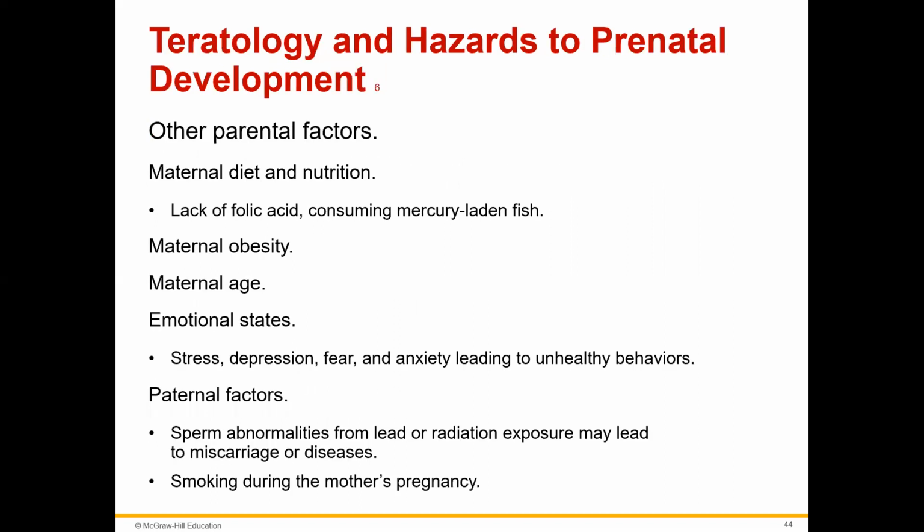Some other parental factors, maternal diet and nutrition. The mother needs an adequate amount of calories, certainly when she's pregnant. Proteins, she needs a certain amount of protein, certain amount of vitamins, minerals. So children, if the mother's not getting adequate calories and proteins and vitamins and minerals, it may cause her to be malnourished. And children born to malnourished mothers are much more likely to be malformed and have birth defects.